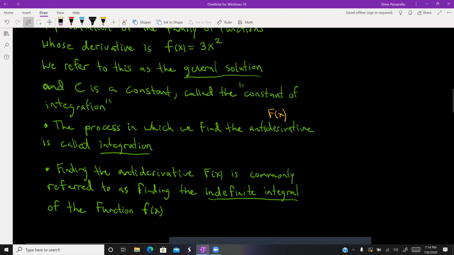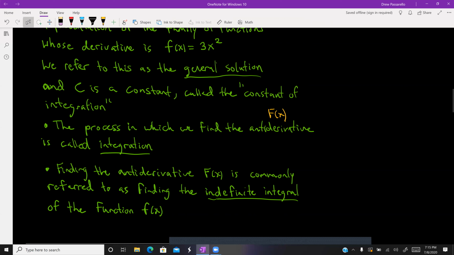All right, and a lot of the times when you're finding the antiderivative, capital F of x, it is commonly referred to as finding the indefinite integral. So most of the time, beyond this section, I will just be calling it finding the indefinite integral, but it is synonymous with finding the antiderivative.